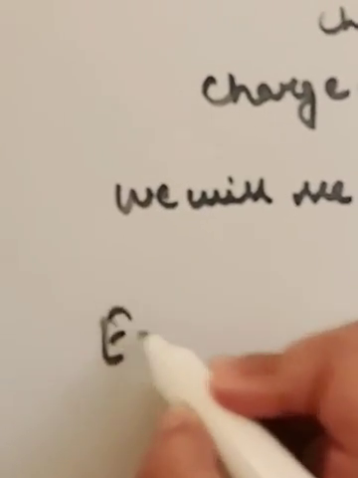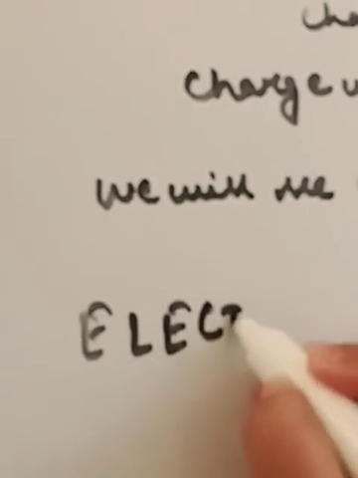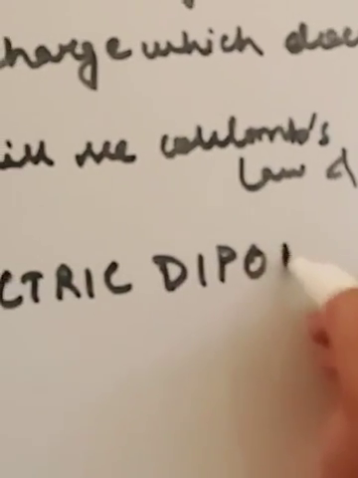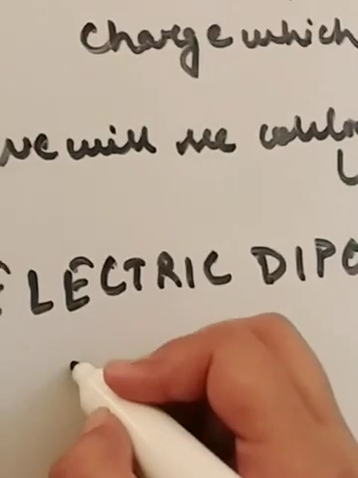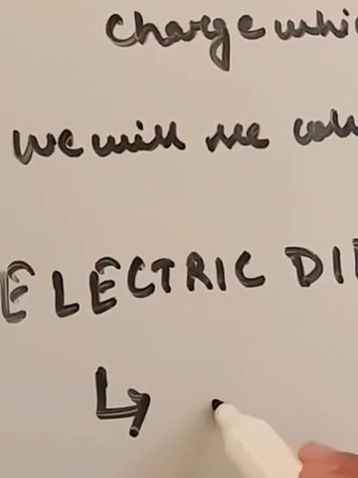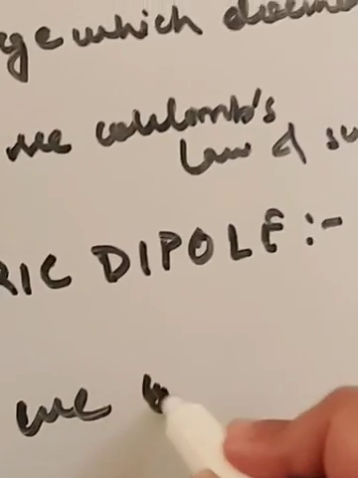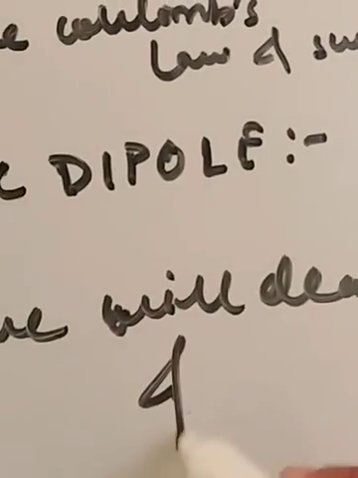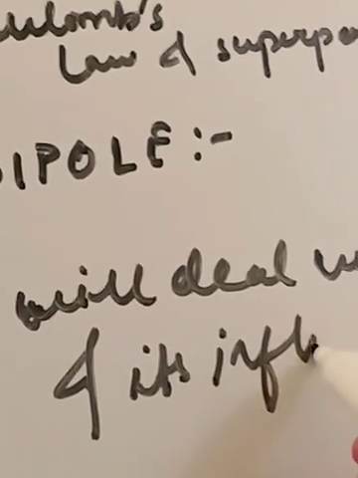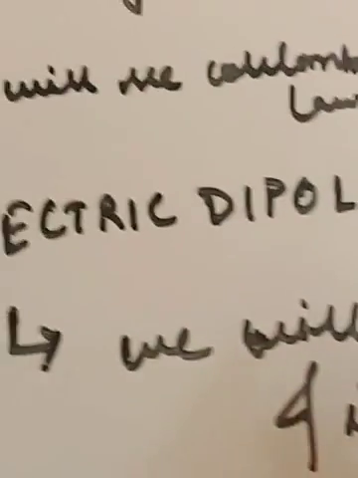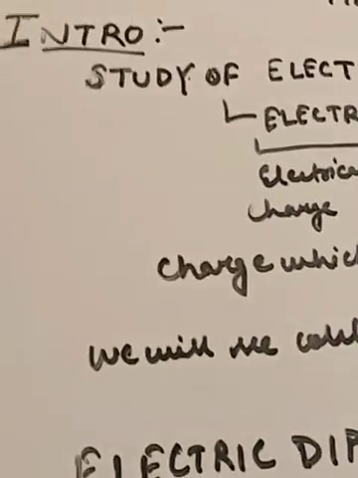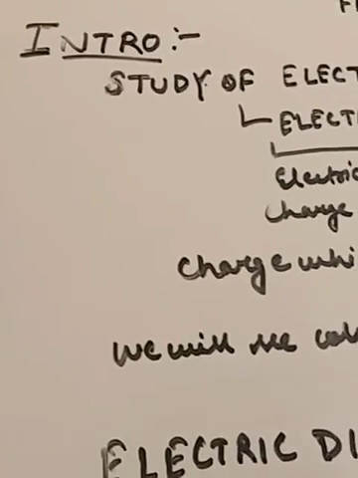We will read about electrical dipole, because we will deal with atoms, and its influences. Then we'll read about Gauss law. Various applications are done of Gauss law. This is all about the introduction. So the first part, introduction, is over.